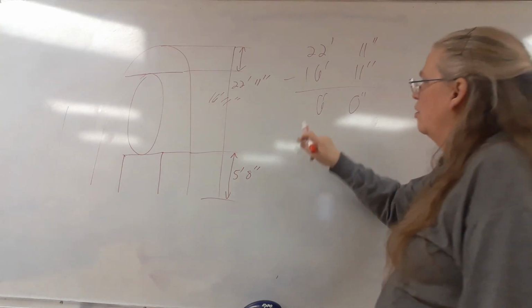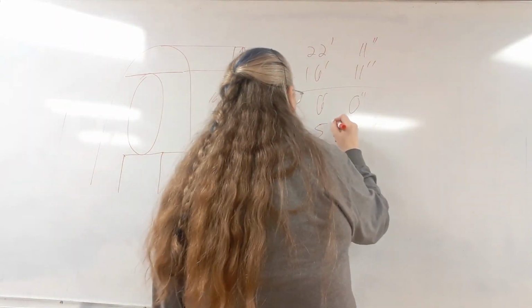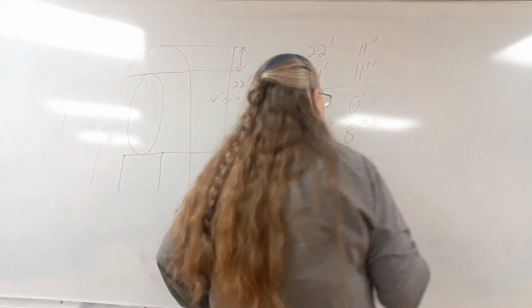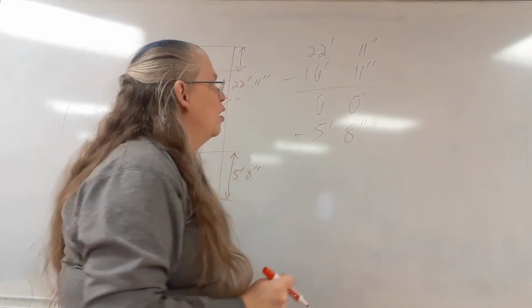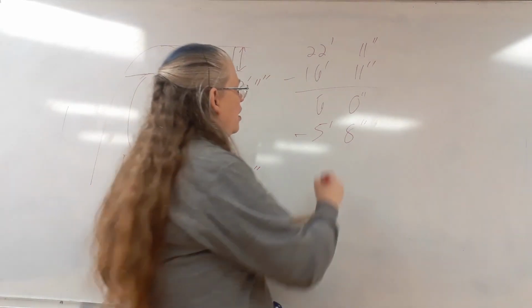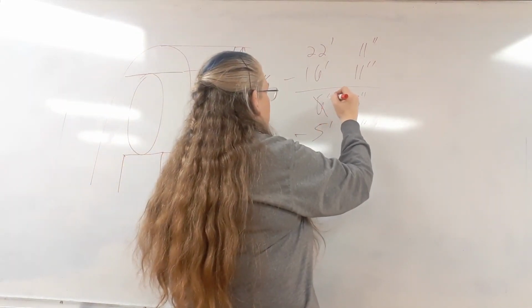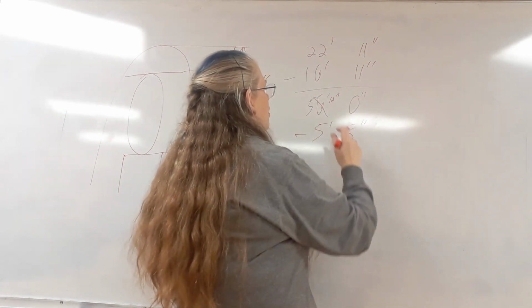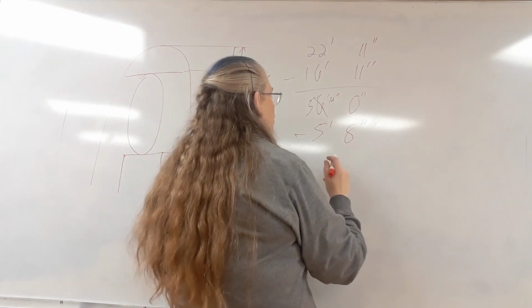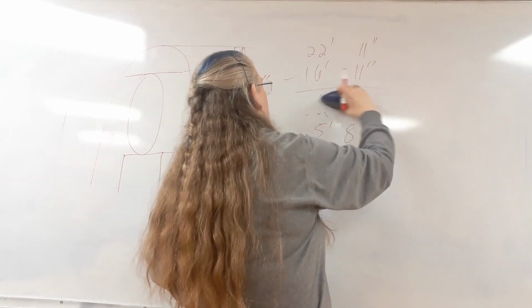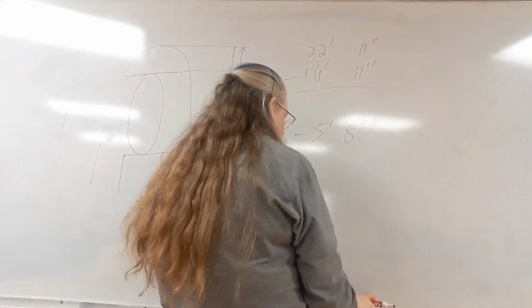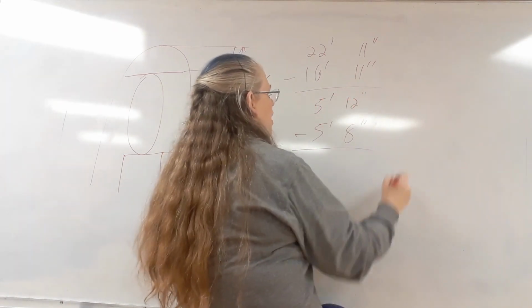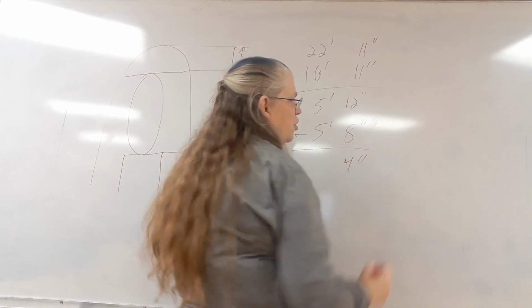All right, we're subtracting off 5 foot 8 from that. And we have to borrow. We have to break one of these feet into 12 inches. So then we have 5 feet 12 inches minus 5 feet 8 inches. So the clearance is 4 inches.